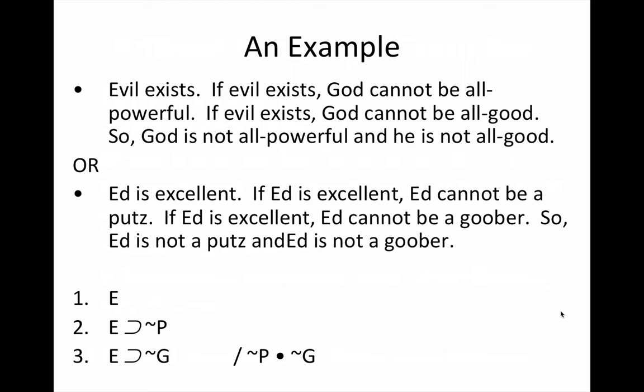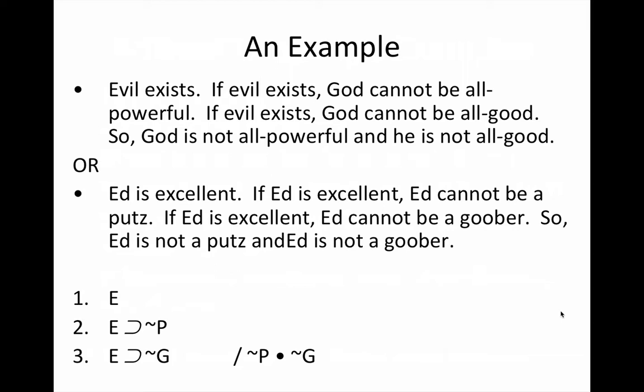Statement number 2 is also a premise, and that reads, if E, then not P. And statement 3 is a premise. That reads, if E, then not G. The premises are all lined up, one on top of the other. To the right of the last premise, behind a slash, is the conclusion. It's not the case that Ed is a putz, and it's not the case that Ed is a goober.